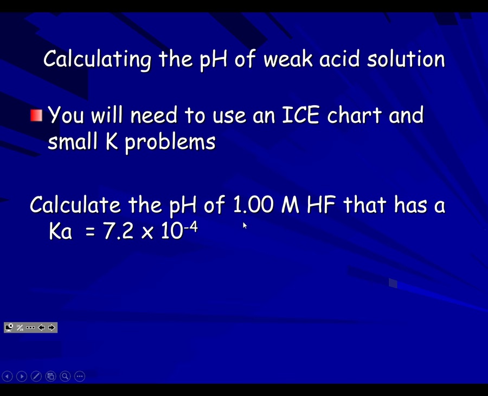For example, the one we're going to try right here is calculate the pH of 1 molar hydrofluoric acid that has a Ka of 7.2 times 10 to the negative fourth. And once again, most of our problems are at 25 degrees Celsius. This one will be at 25 degrees Celsius as well.